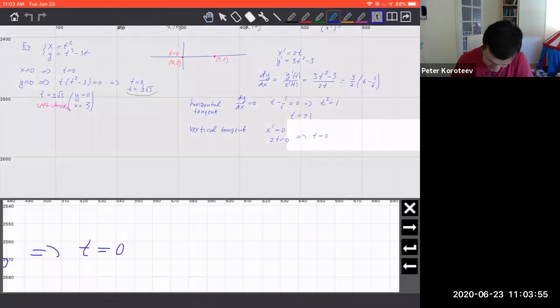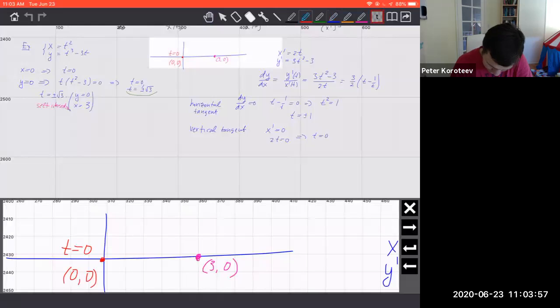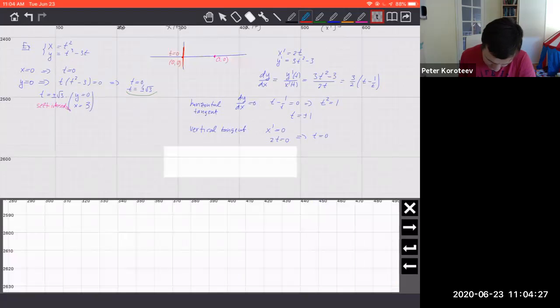Which means that here, the tangent is vertical, because t equals 0 corresponds to the point 0, 0. Then at t equals 1, the tangent is horizontal. Let's also note that at t equals plus or minus 1, the tangents are horizontal. And let's also find tangents at t equal to plus or minus square root 3. So what happens around the point at t equal to 0?